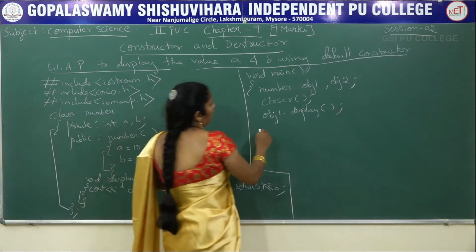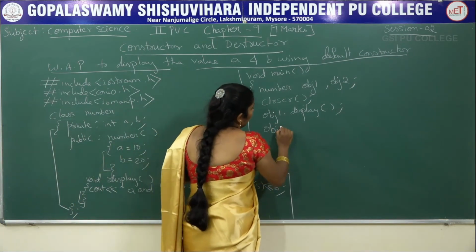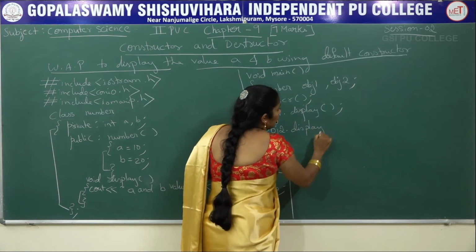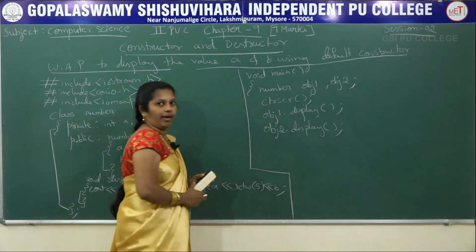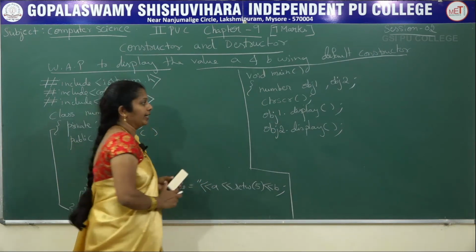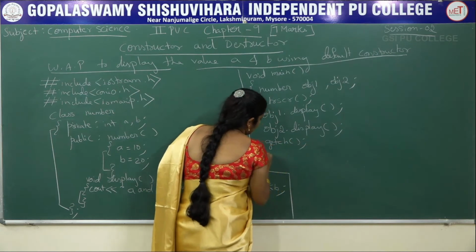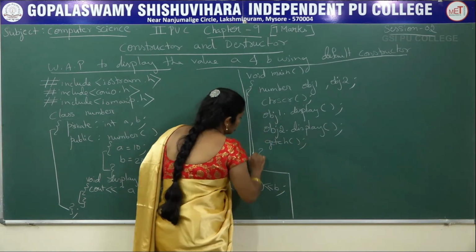Next, with the help of object 2 also I am going to call the display function. In this also it will display the values of a and b as 10 and 20. Then getch, and close the main program which you have opened.